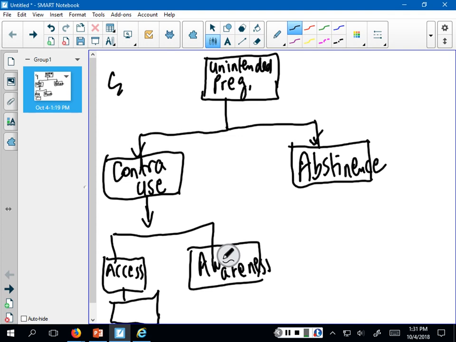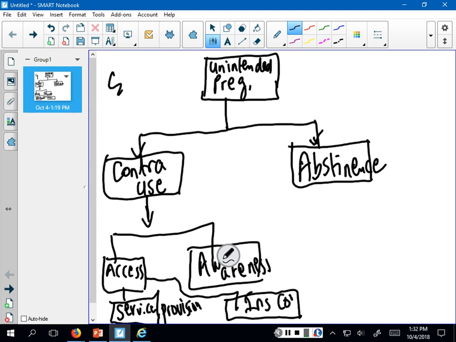is impacted by availability of services, service provision: are contraceptive services, family planning services available in our community? And also insurance coverage, which affects cost and the affordability of those services.